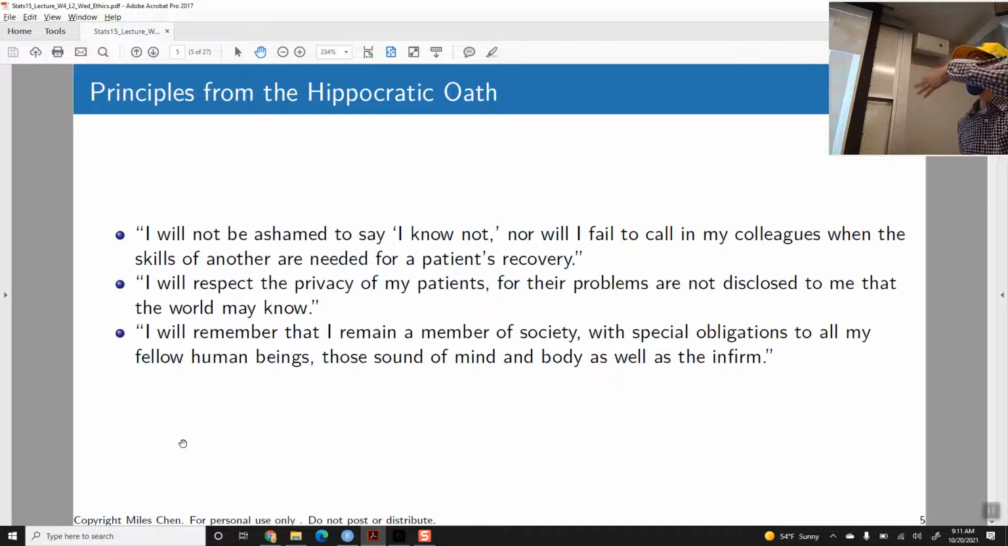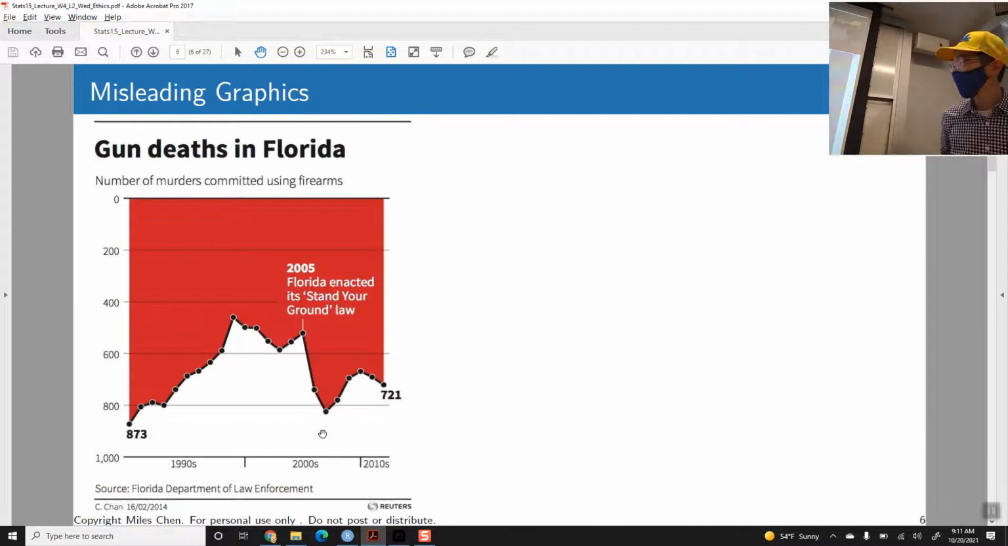All right, so, I guess we'll stick to the Hippocratic Oath as far as patients in medicine goes. It says, I will respect the privacy of my patients, for their problems are not disclosed to me so that the world may know. And I will remember that I remain a member of society with special obligations to all of my fellow human beings, those sound of mind and body, as well as the infirm, as well as those who are sick, not just the healthy.